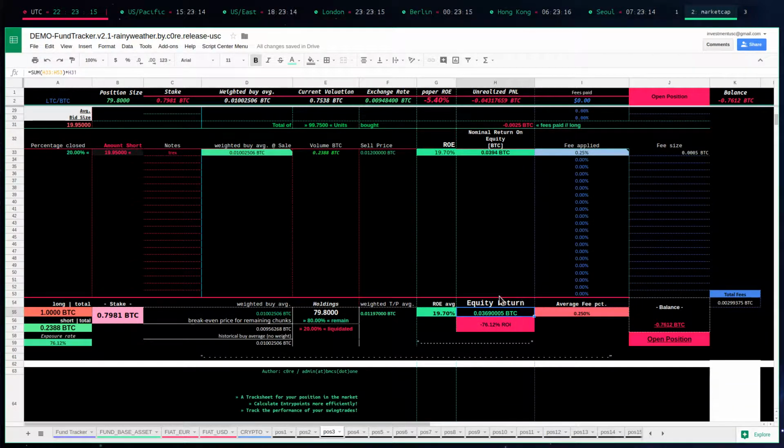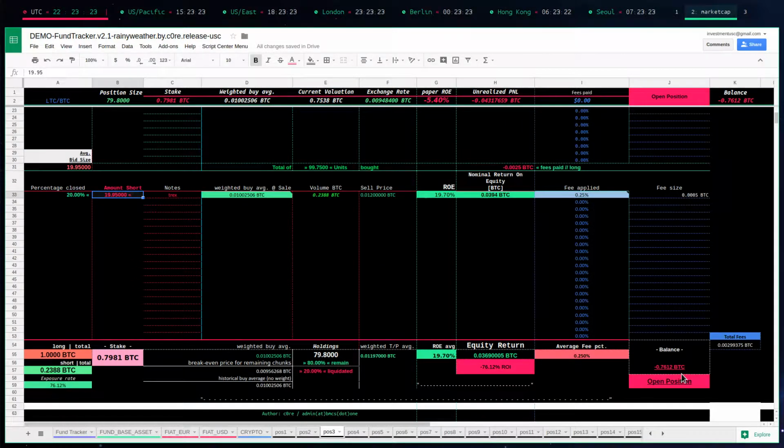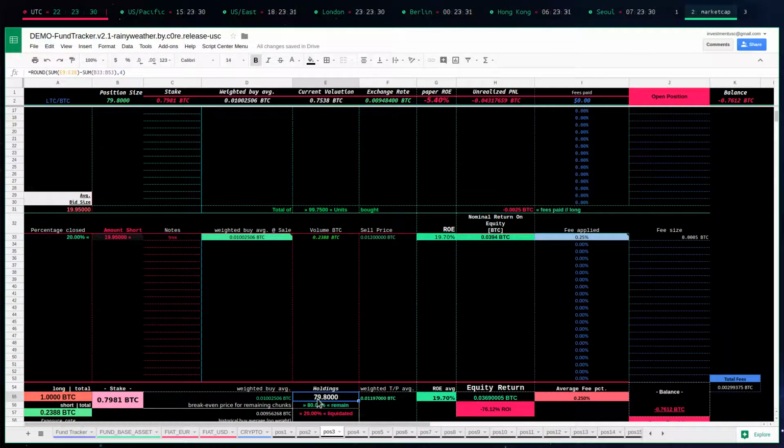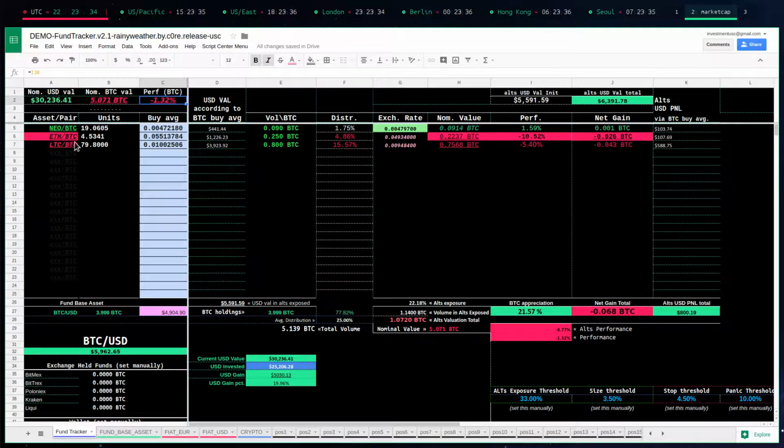So this is our equity return, the actual profitability just on this tranche of Litecoin, and this is our overall balance of the whole trade up to this moment. We still hold 79.8 Litecoin, and this also reflects up here. The distribution here is 77% in Bitcoin, 1.75% in NEO, close to 5% on ETH, and 15% for Litecoin.